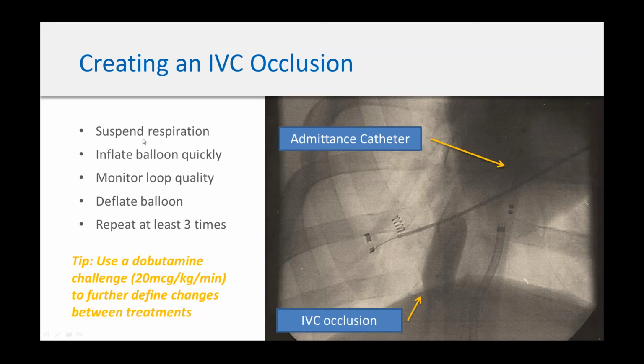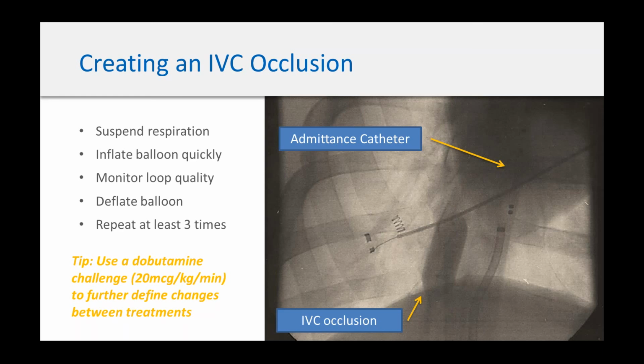Once we have some baseline IVCs, we always use a dobutamine challenge, and we find that a lot of times in our models, if they're a little bit subtle, there won't be a whole lot of difference at baseline levels, but we'll find that these models have almost no contractility or no cardiac reserve. And so if you challenge them with dobutamine, you might really be able to further define changes between treatments. And it gives you some more data points to look at.